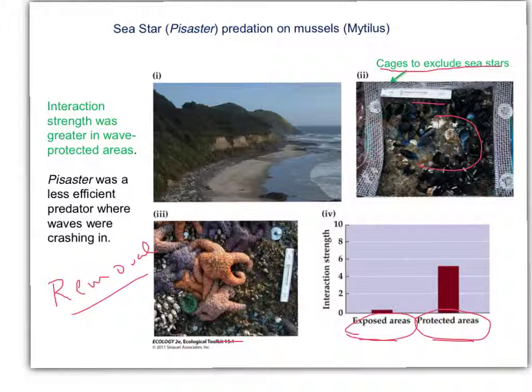And so we can clearly see in this example that the strength of the interaction, that is the strength of the predation in affecting the abundance of the mussels, is stronger in the protected areas than it is in the exposed areas. So what is this saying? In areas that are exposed to a lot of wave action, perhaps this abiotic factor is stronger or just as strong as the predation is on the mussels, again in controlling mussel density.